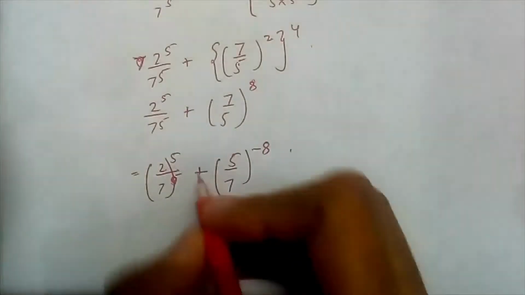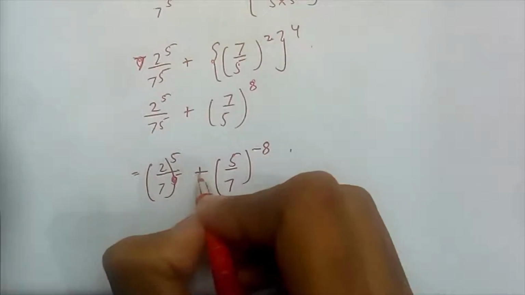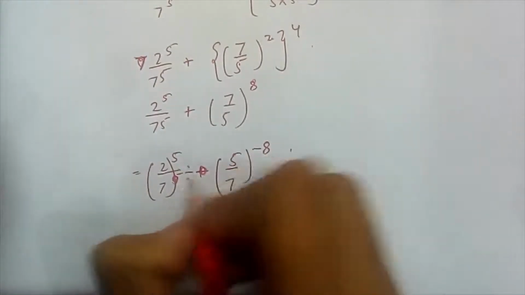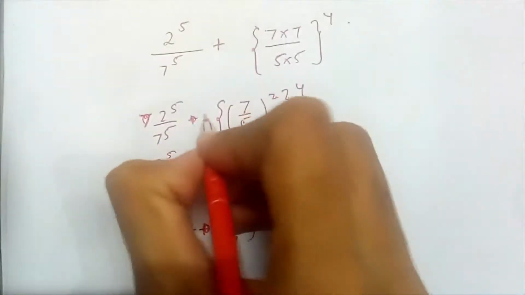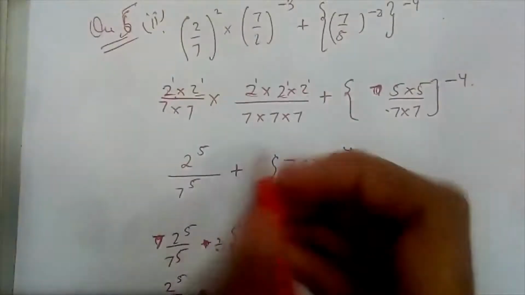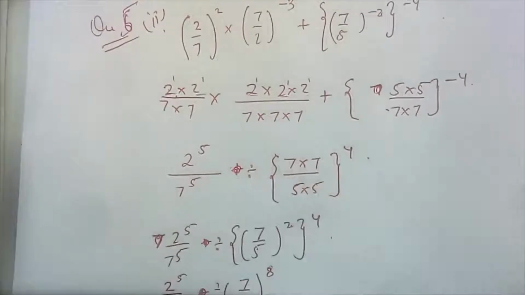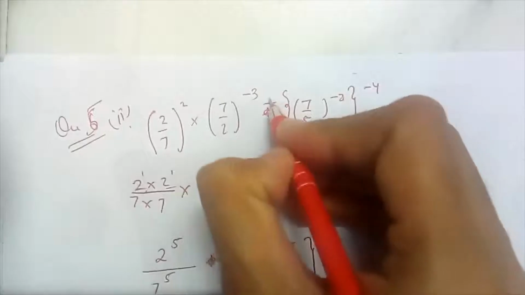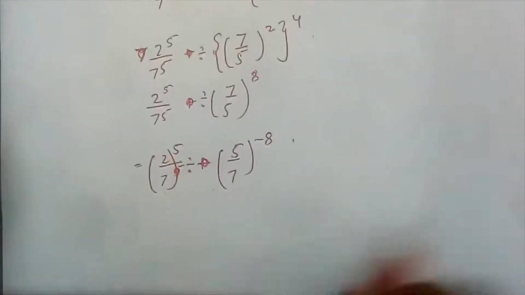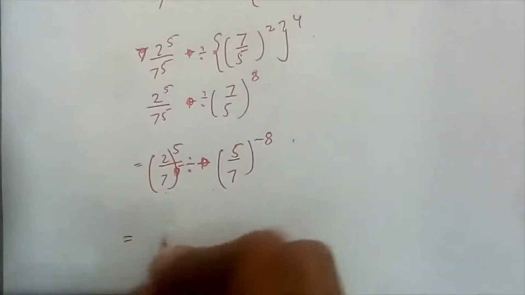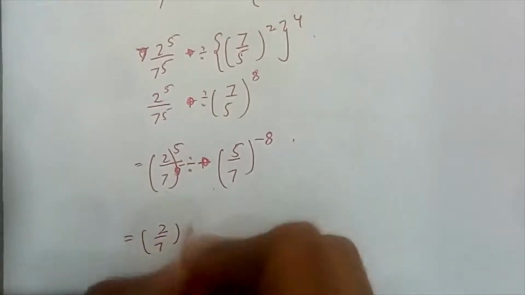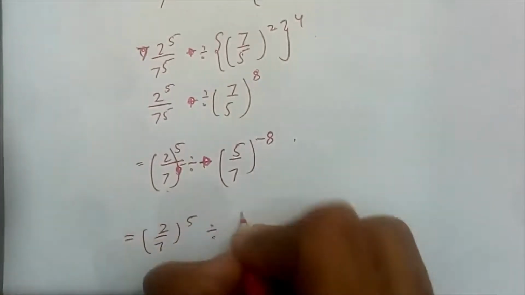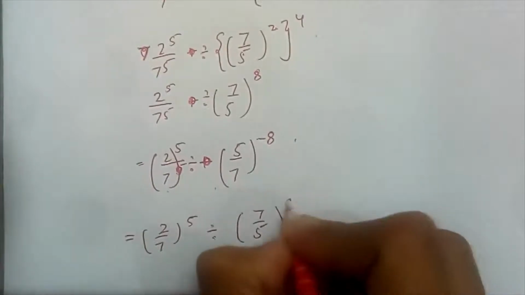so here we have done a little mistake, it's not plus, it's divide. Okay, so let's make it divide from the beginning. Now here when it is in divide, let's write it in simple powers, divided by 7 by 5 to the power 8.